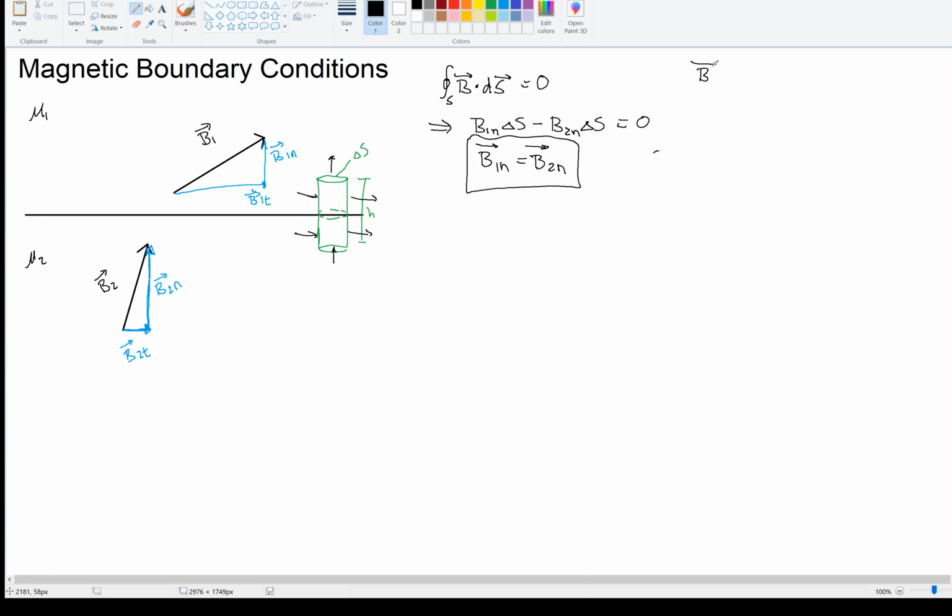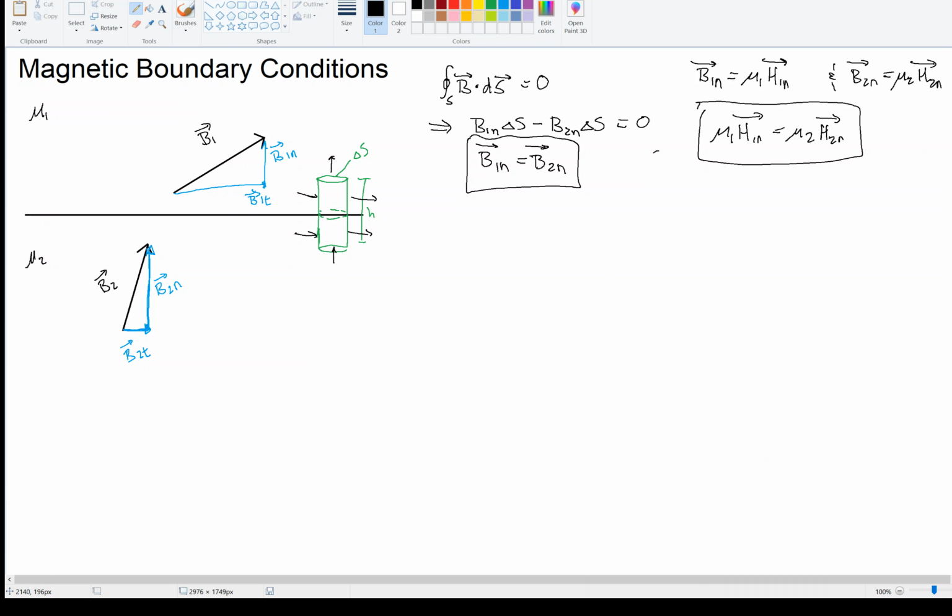Now, because the magnetic flux density is equal to the magnetic field intensity times the permeability, we see that the relationship between the H's, the magnetic field intensity, is given by this. The magnetic field intensity H does undergo some change at the boundary, and so we would say that the normal component of the magnetic field intensity is discontinuous.